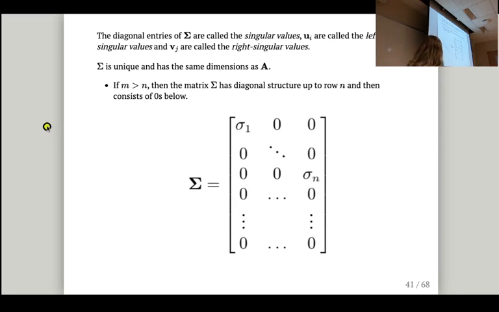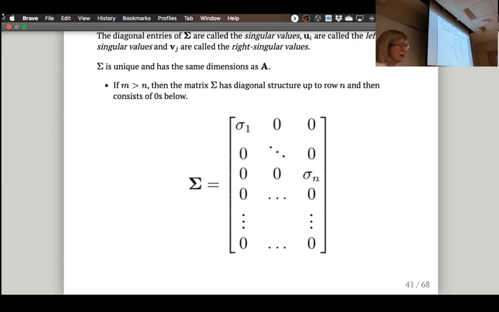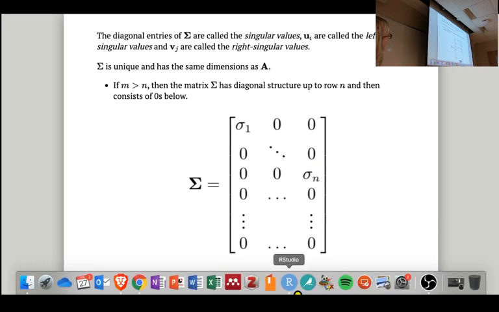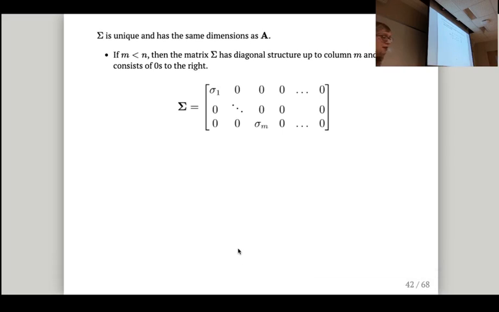This sigma matrix in the middle has a few nice properties. Sigma is unique, and sigma has the same dimensions as our starter matrix A. So if M is greater than N, for example, the matrix has diagonal structure up to row N. We call the singular values lowercase sigma. Then we just add a bunch of rows of zeros at the bottom. For a column matrix, same structure, we're just adding a bunch of columns at the end to create that matrix sigma.